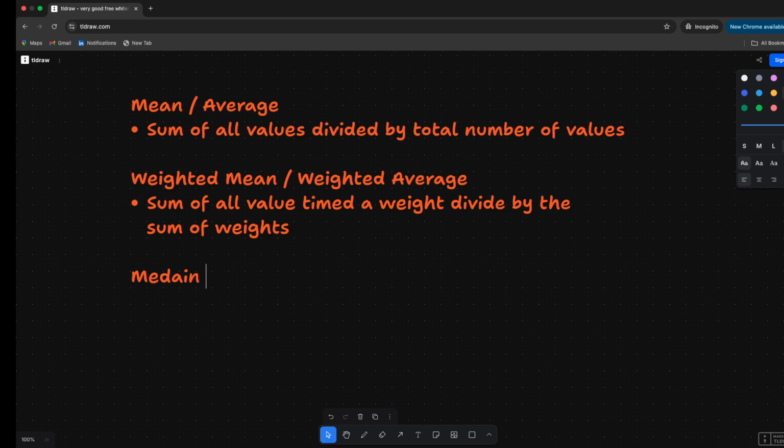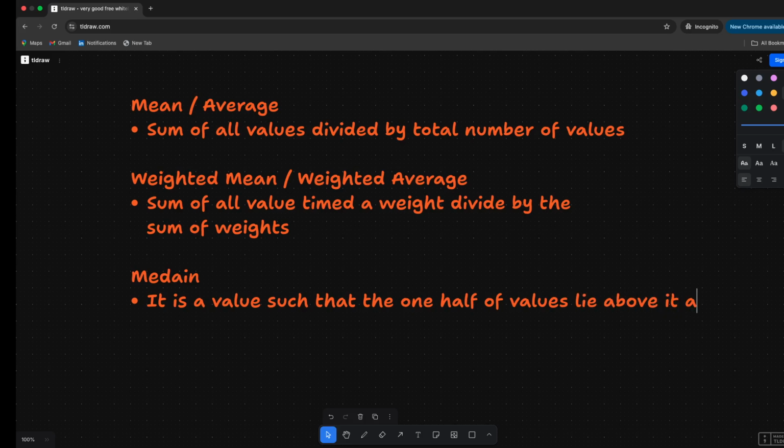The median is the value such that one half of the data lies above it and one half lies below it.